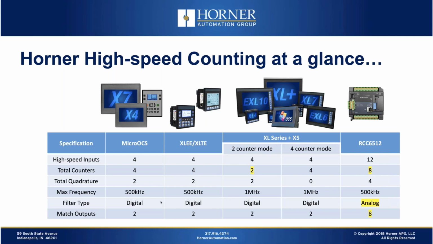And then the RCC 6512, I've highlighted the fact that it can support a total of 8 counters, that it has analog filtering instead of digital filtering, and that it has 8 match outputs. And I probably should have also highlighted the fact that it supports up to 4 quadrature inputs as well. Because that's definitely a differentiator. So for pure high-speed counting capability, the RCC 6512 is really advanced.